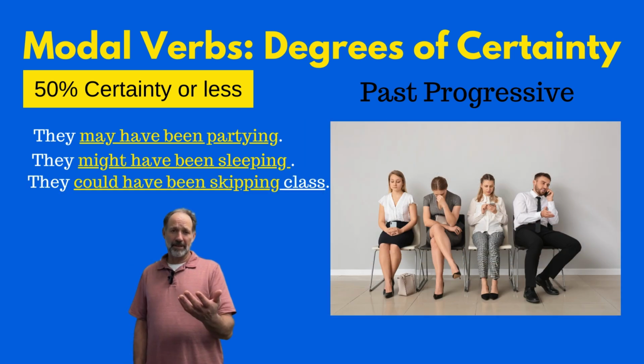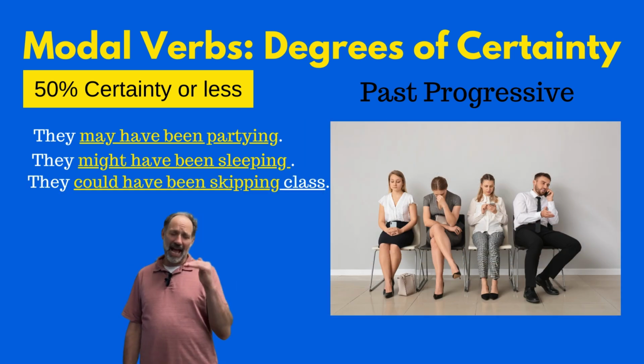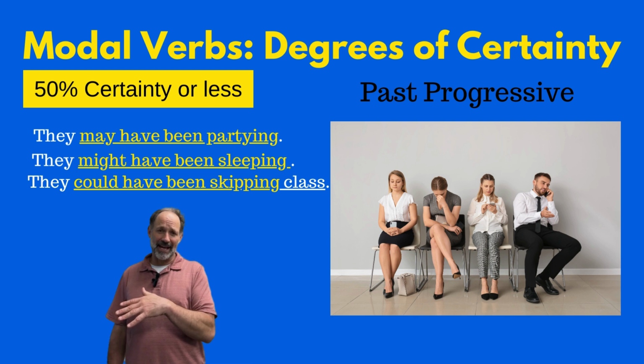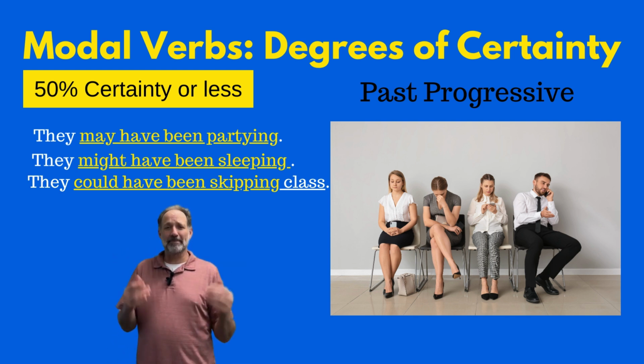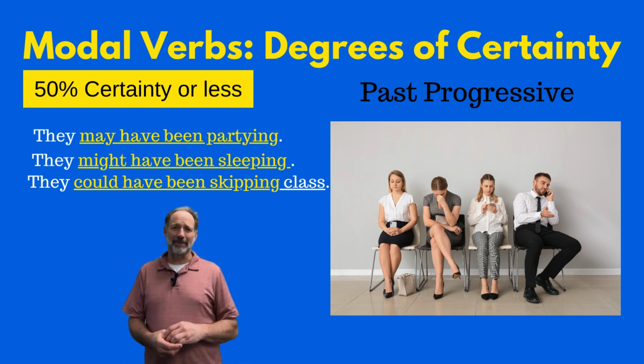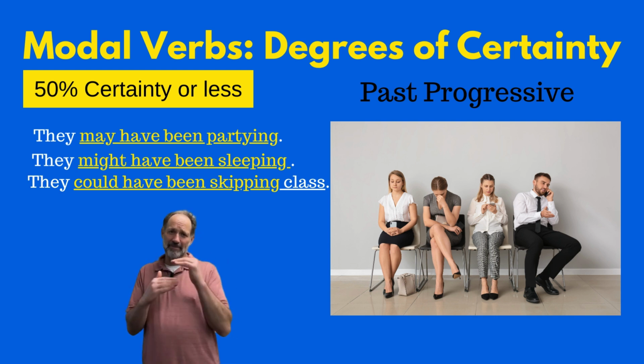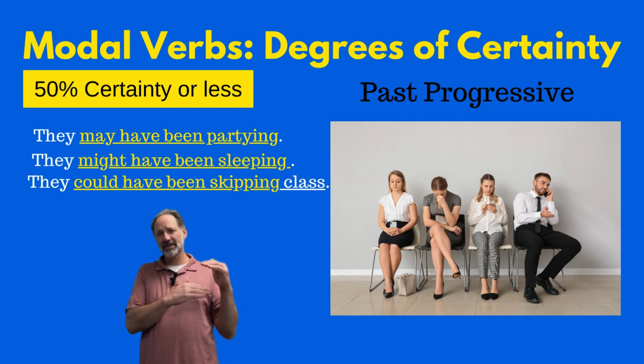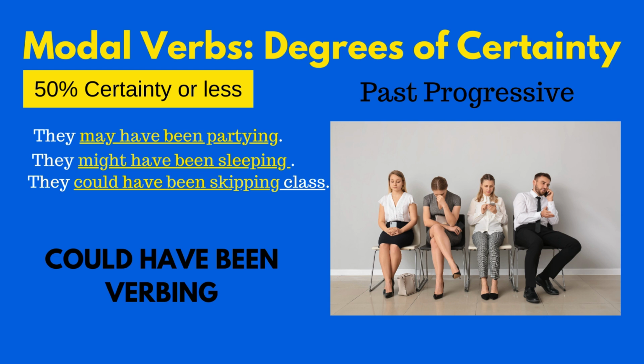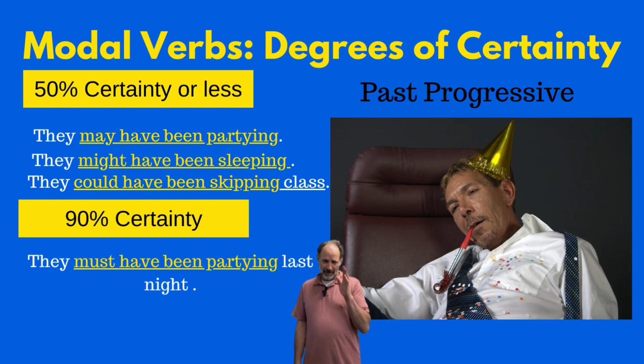A third possibility, they could have been skipping class. I mean, people are busy and they really don't like my class. So they could have been skipping class. Could have plus been, and then verb-ing shows that same thing, 50% or less than 50% certainty about something in progress in the past.